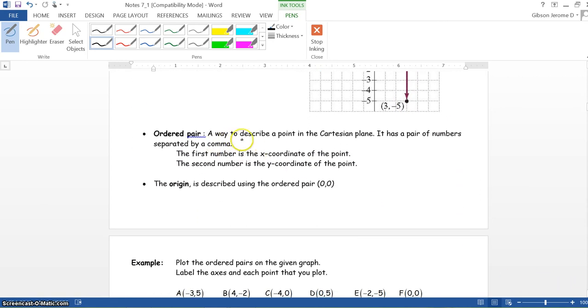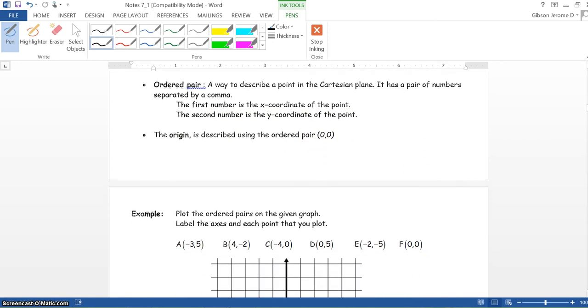Now, an ordered pair is a way to describe a point in the Cartesian plane. It has a pair of numbers separated by a comma. The first number is the x-coordinate of the point. The second number is the y-coordinate of the point. The origin is described using the ordered pair 0, 0.